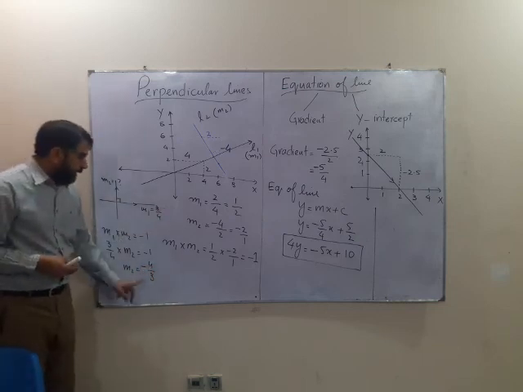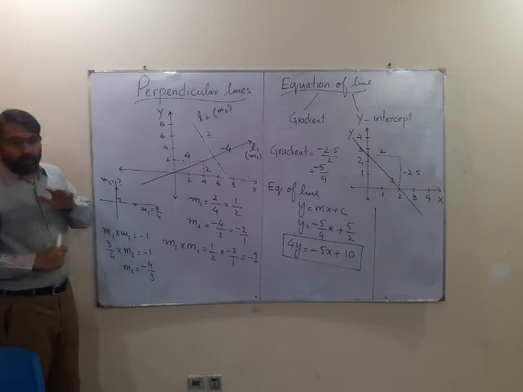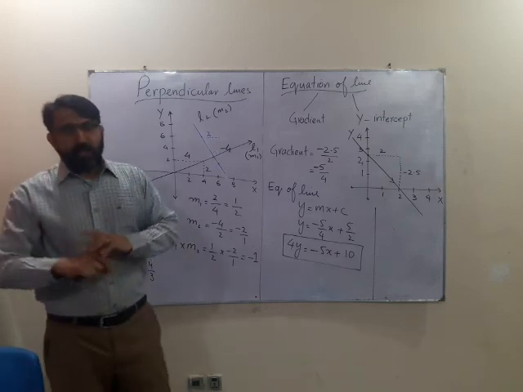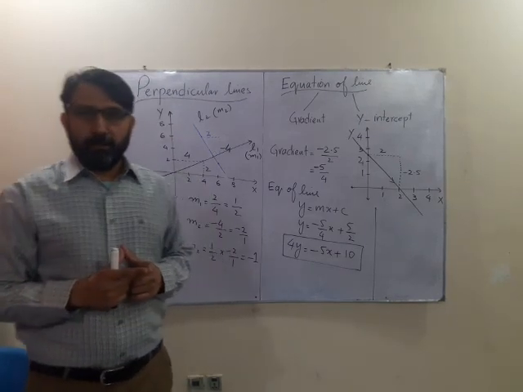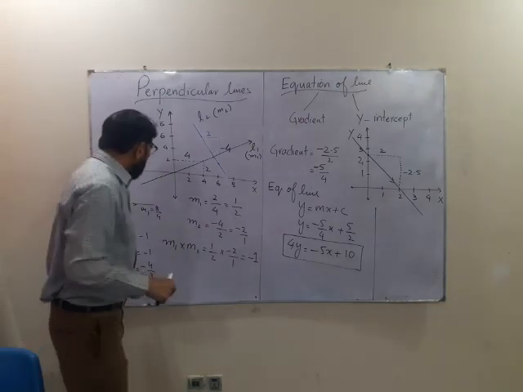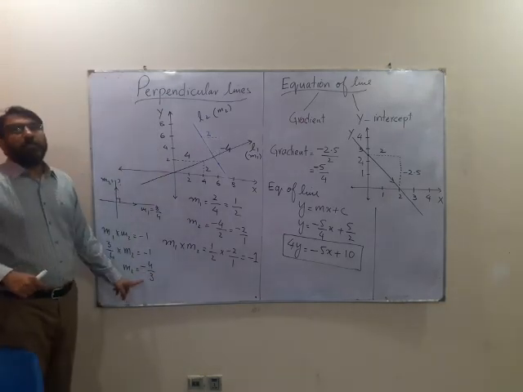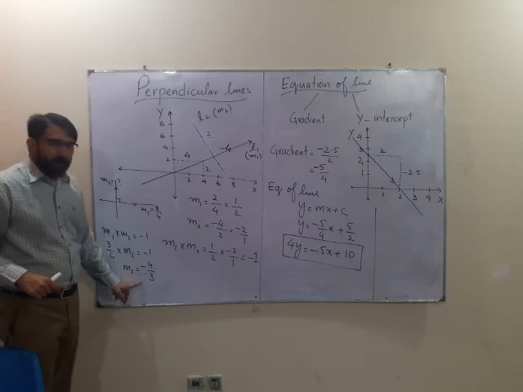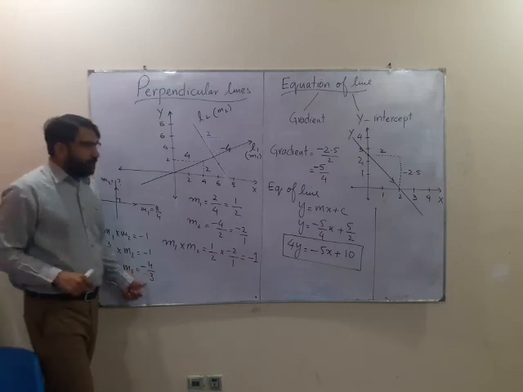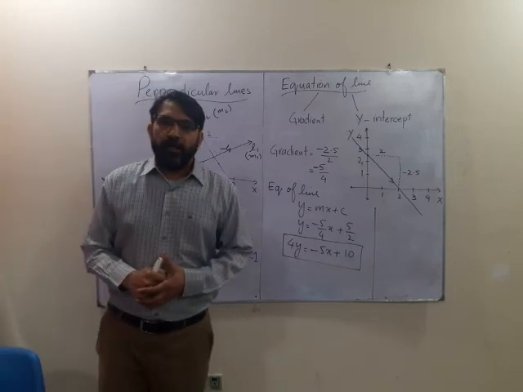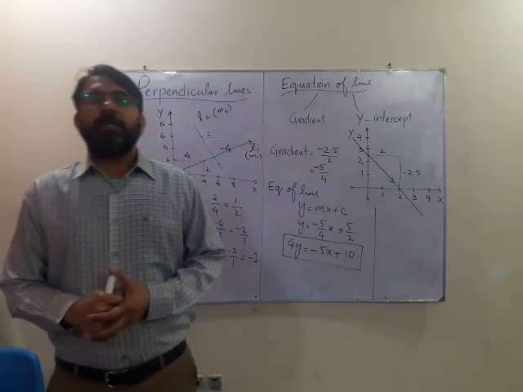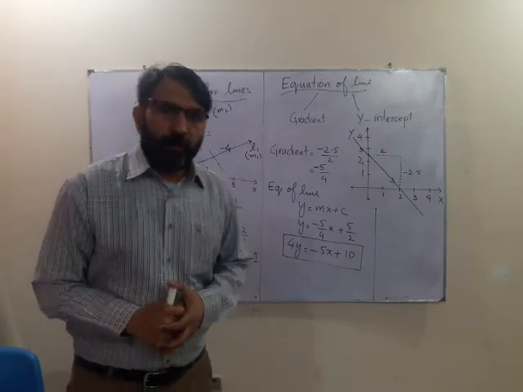If you see the relation between these two, in short what we are doing is taking the reciprocal of the gradient and changing the sign, which gives us the gradient of the line which is perpendicular to the given one. This will help us in finding the equation of line in different situations.